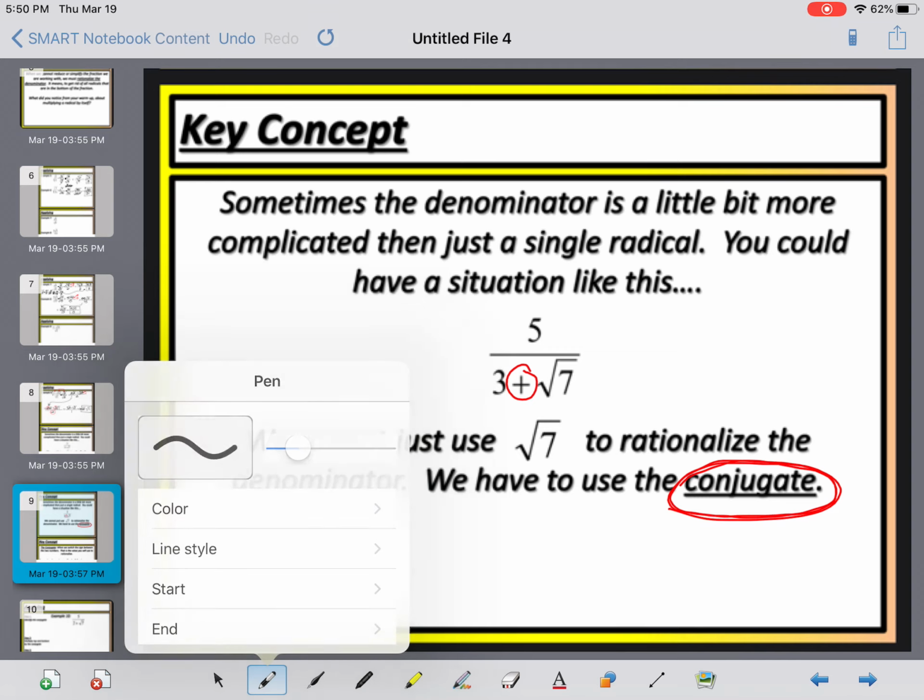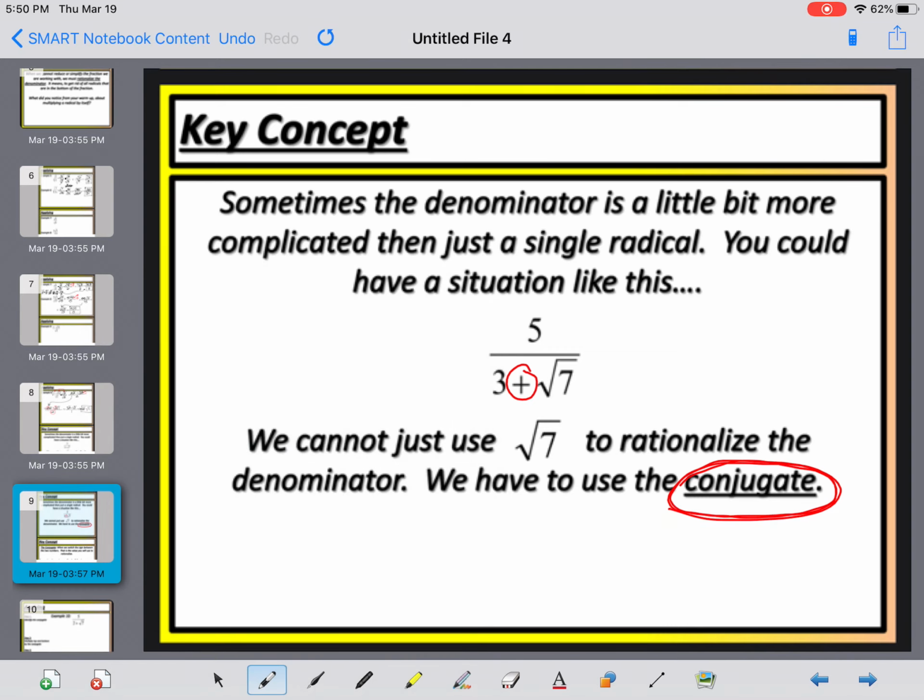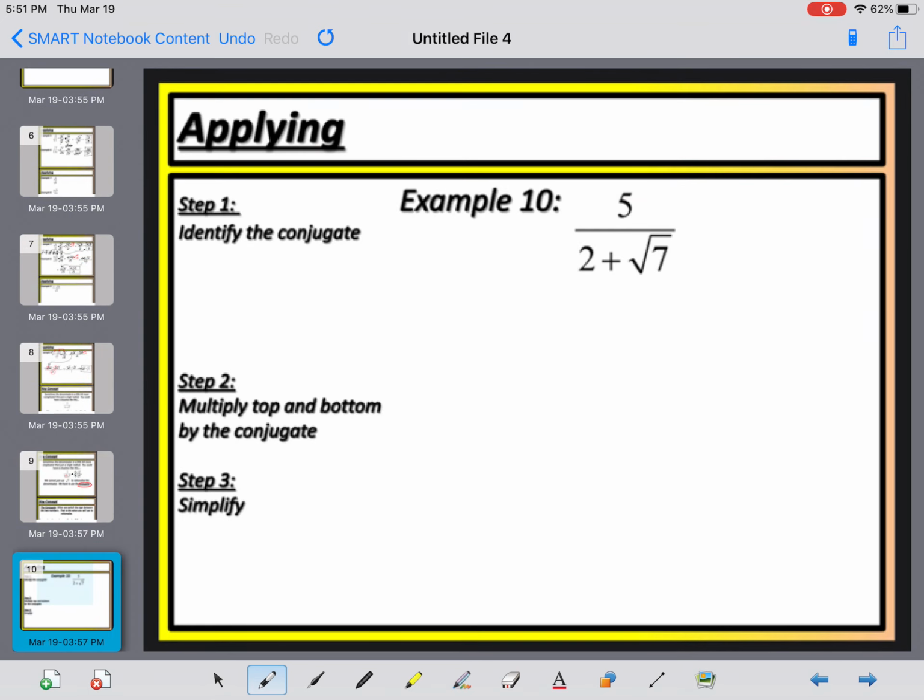So this example, my conjugate would be 3 minus the square root of 7. So it's still going to be just like it was last time. We're going to multiply top and bottom by some value. It's just going to be a binomial this time, and we're going to make sure that we flip the sign in between the 2 terms.